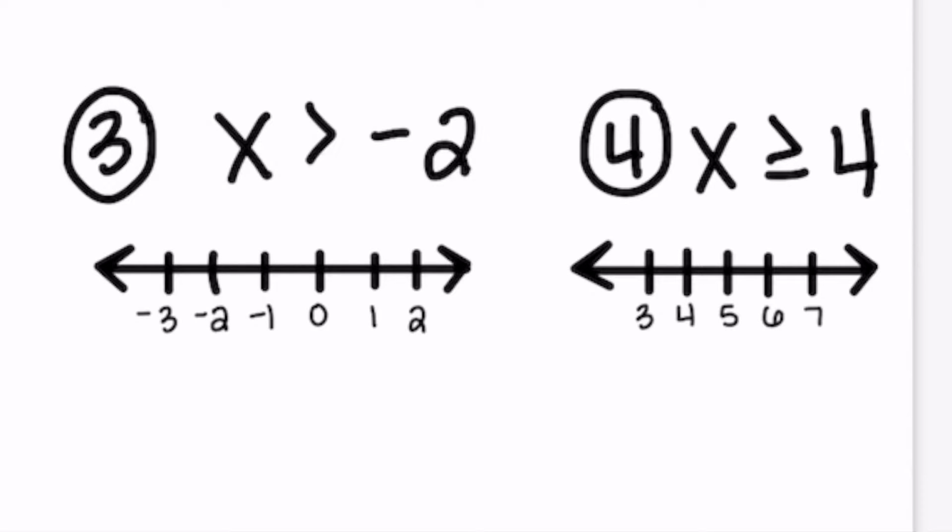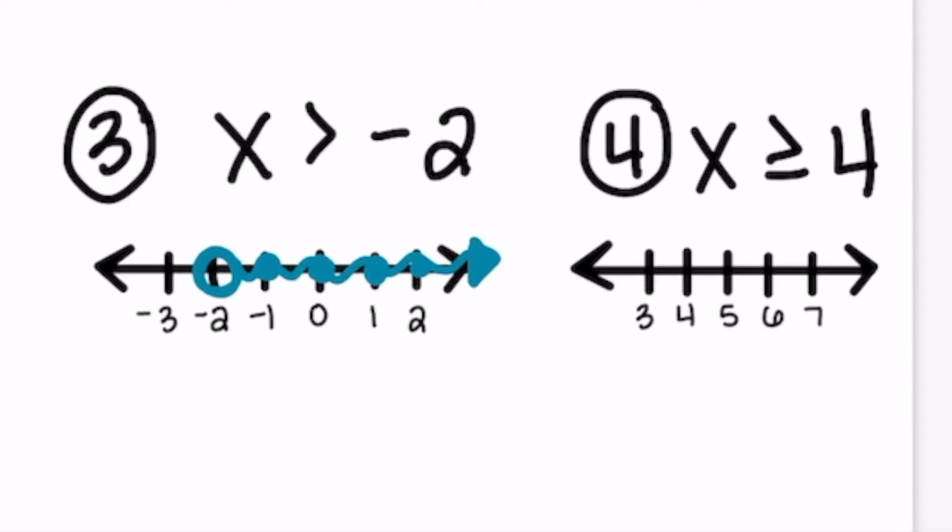Now we have x is greater than -2. So where is -2 on this number line? And is that going to be an open dot or a closed dot? Since this does not have the bar underneath, that's going to be an open circle, an open dot. Now all the numbers that are greater than -2 would be -1, 0, 1, 2, and so on. So we're going to shade everything to the right.